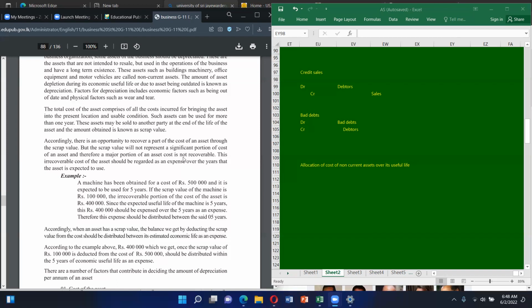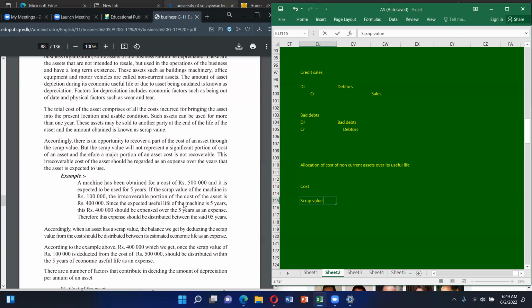These assets may be sold to another party at the end of the life of the asset, and the amount obtained is known as scrap value. Accordingly, there is an opportunity to recover a part of the cost of an asset through the scrap value. The scrap value will not represent a significant portion of the cost of an asset, and therefore a major portion of the asset cost is not recoverable. This irrevocable cost of the asset should be regarded as an expense over the years that the asset is expected to be used.